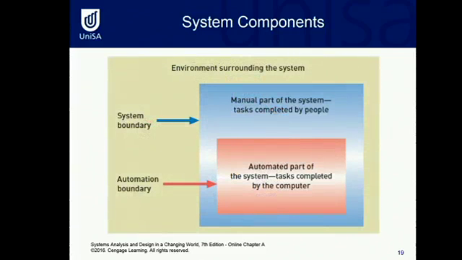This gives you an example of what I was referring to in terms of the system boundary and the automation boundary. The automated part of the system, which is done by the computer, is the automation boundary. The system boundary takes into consideration the manual part of the system, tasks that are completed by the people. Then outside of the system boundary is the environment surrounding the system. Where is this system actually situated? What is the environment this system is in? That's pretty much an overview of those definitions, to give you an understanding and a representation of how they fit.